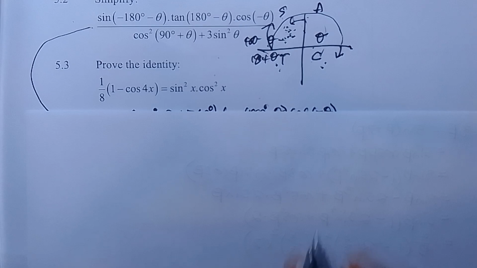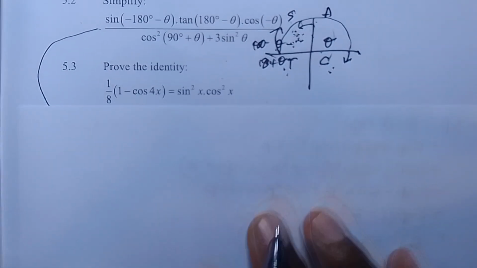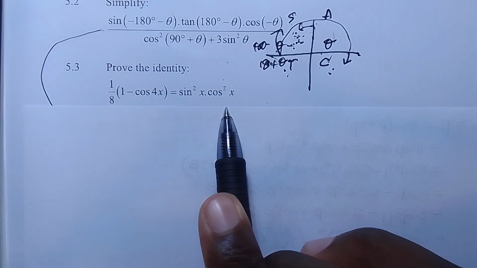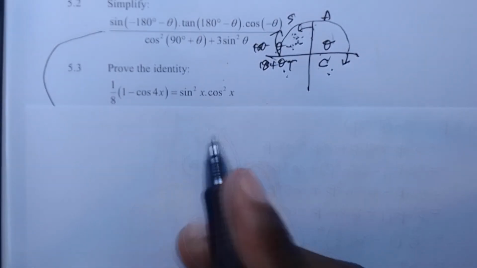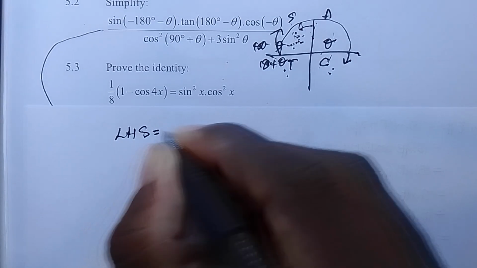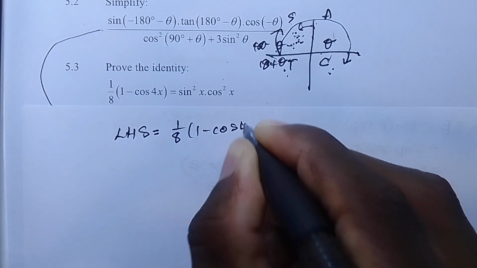For the proof, my high school teacher always told me not to write this on my question paper, because if I write this on my question paper, then I'm stating it. So I shouldn't write this on my question paper. I should only write left hand side is equal to 1 over 8 into 1 minus cos 4x.